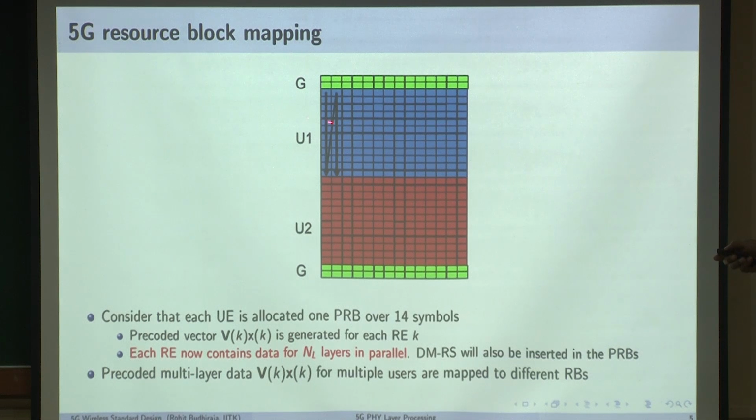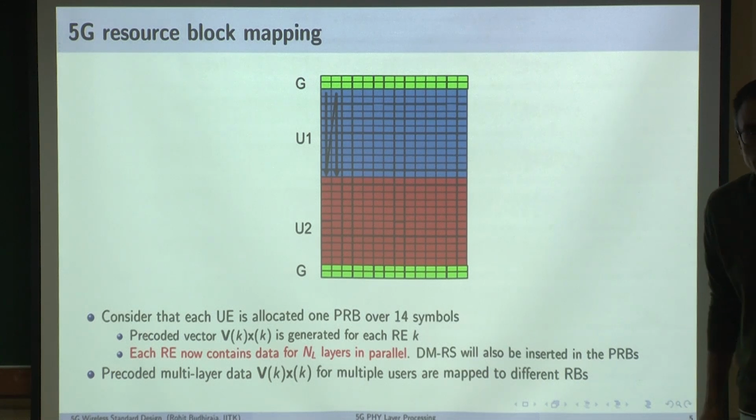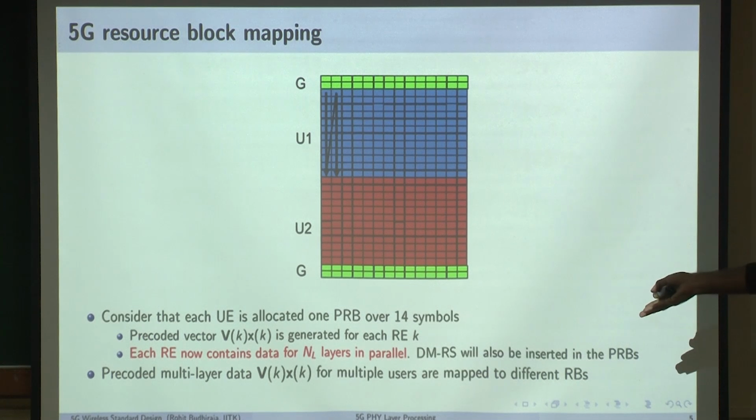In this case, all these NL layers are meant for a single user, and the data for the second user we are transmitting over another PRB, which is an orthogonal resource. So what we have studied till now is single user MIMO, and multi-user MIMO is also similar. These NL layers will be meant for NL different users. So that's how it is.